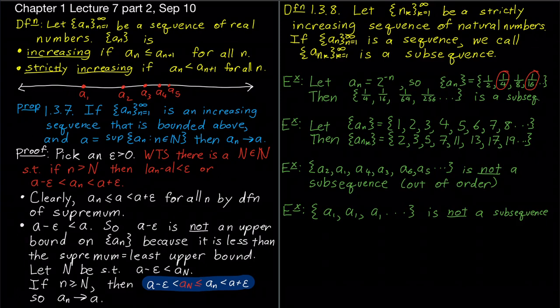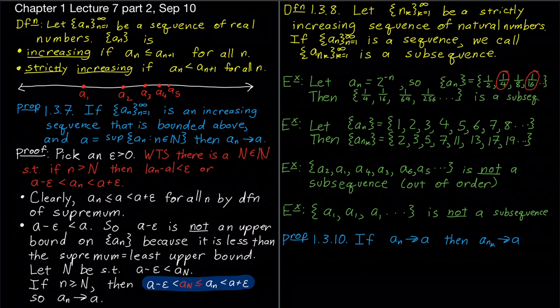And here, I'll close this video by stating a proposition. This is Proposition 1.3.10. We will not prove it because the proof is an exercise. If a sequence a_n converges to a, then any subsequence also converges to a.